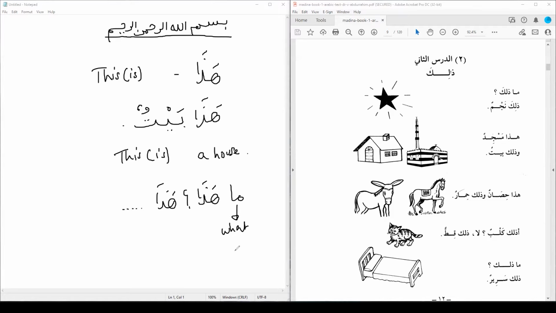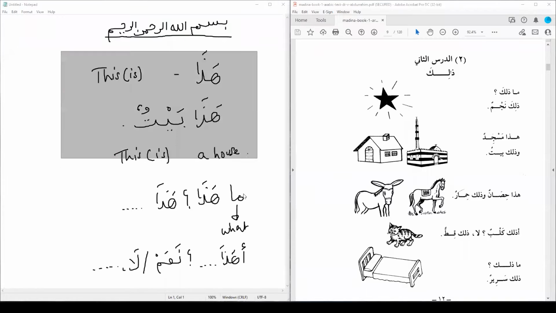Likewise, if you want to confirm about an object, so you might know what it is, but you want to confirm it, you will say ahadha, and then you'd state what it is. Is this whatever it is? And the way to respond to this is you either say na'am, yes, or you say la, which means no. And then you will state the answer. So, ahadha baytun, is this a house? Na'am, hadha baytun, this is a house. That's an example of what we learned in the last lesson. So that's a brief recap of the last lesson.